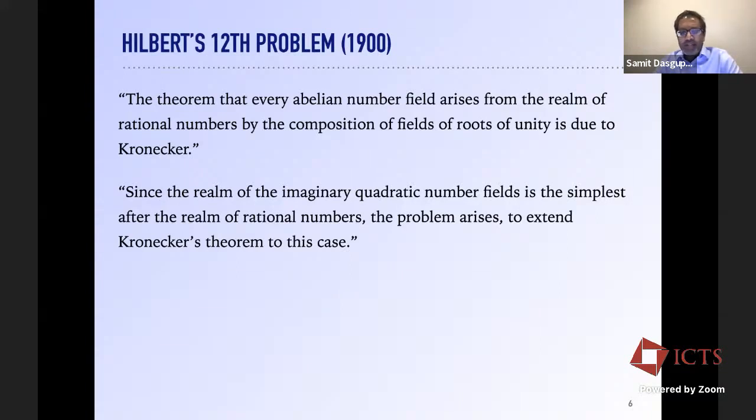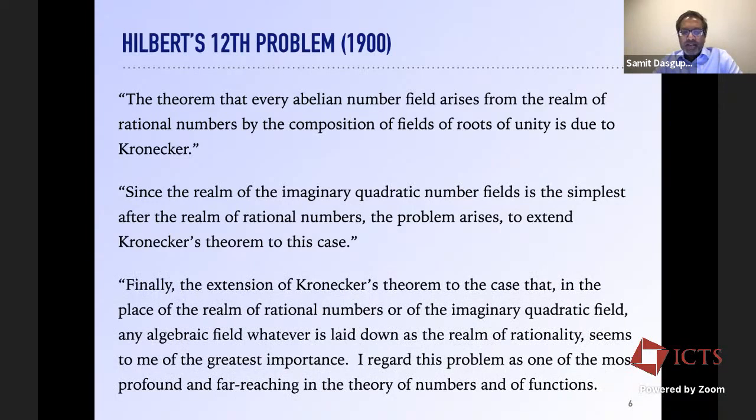So he says, okay, let's finish off this case. Since the realm of the imaginary quadratic number fields is the simplest after the realm of rational numbers, the problem arises to extend Kronecker's theorem to this case. But then finally, the extension of Kronecker's theorem to the case that in the place of the realm of rational numbers or the imaginary quadratic field, any algebraic field, whatever is laid down as the realm of rationality, seems to me of the greatest importance. I regard this problem as one of the most profound and far-reaching in the theory of numbers and of functions. So Hilbert sees already that the case of generalizing from quadratic imaginary fields to general number fields will require some conceptual leap, that this is a far more significant problem.